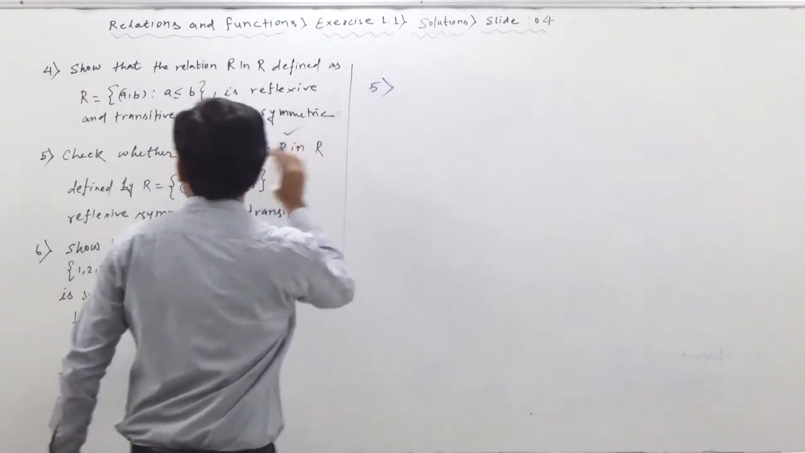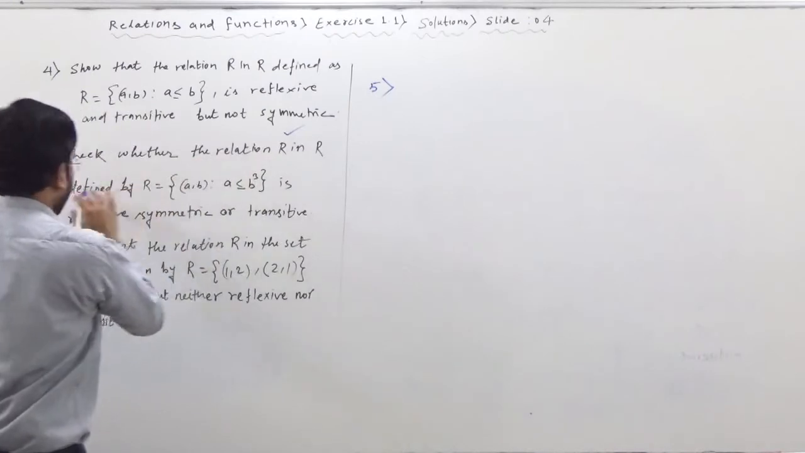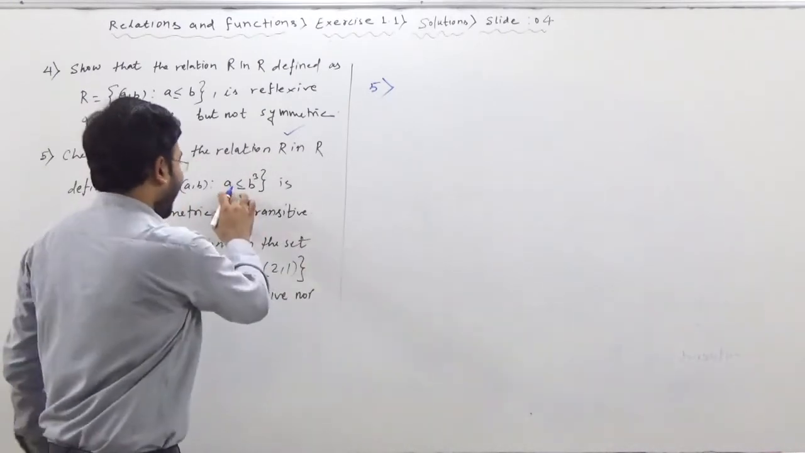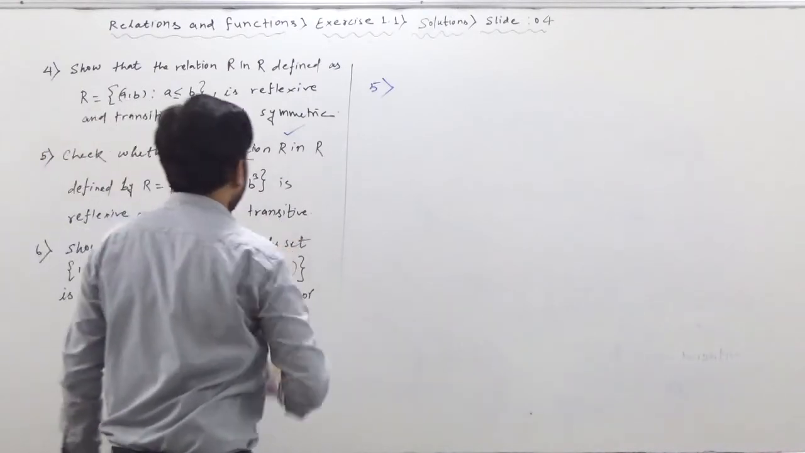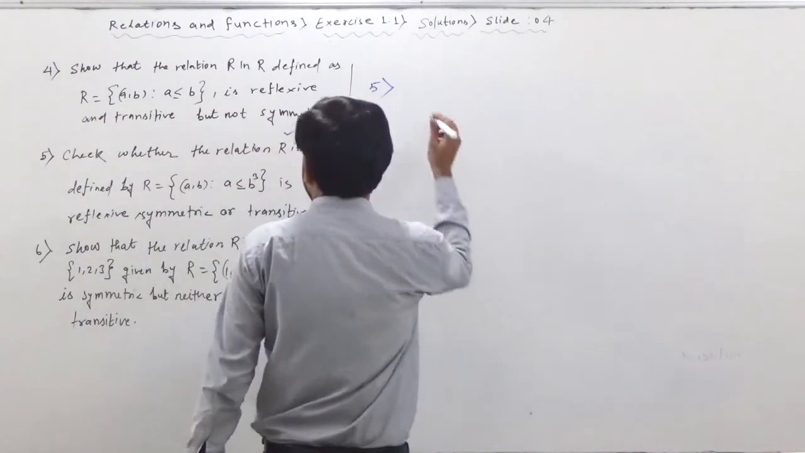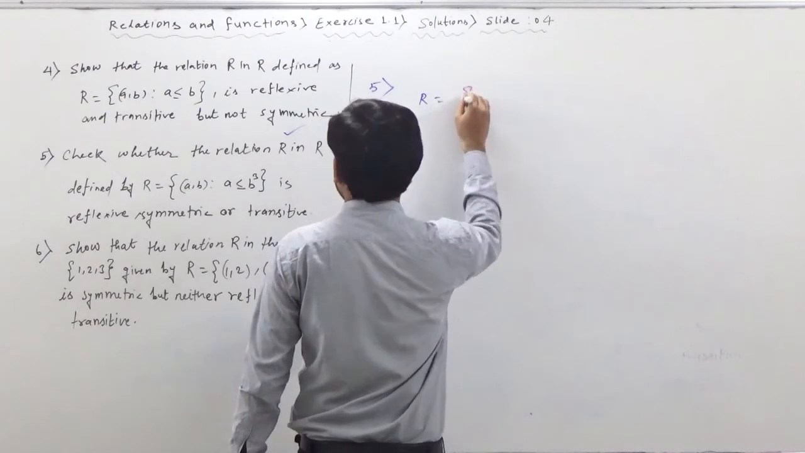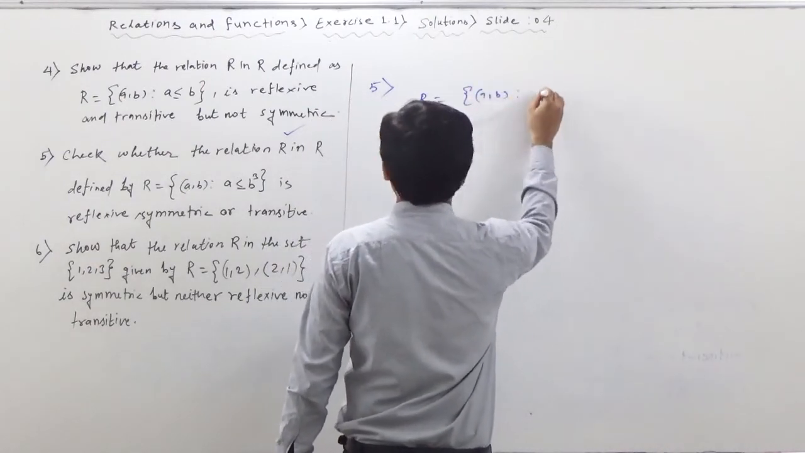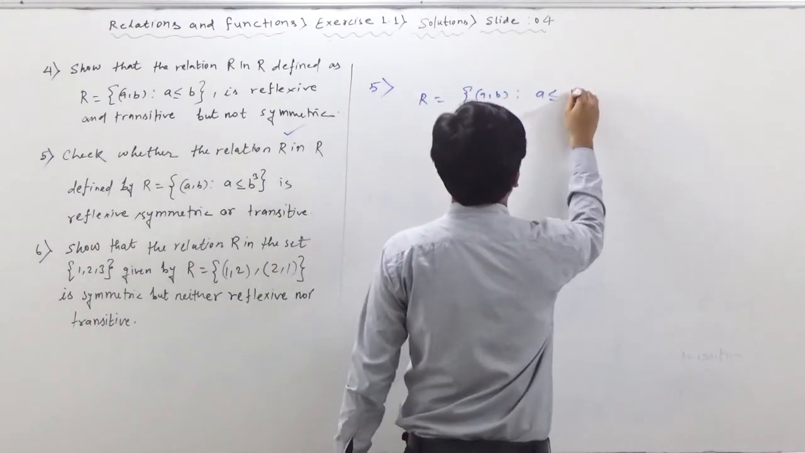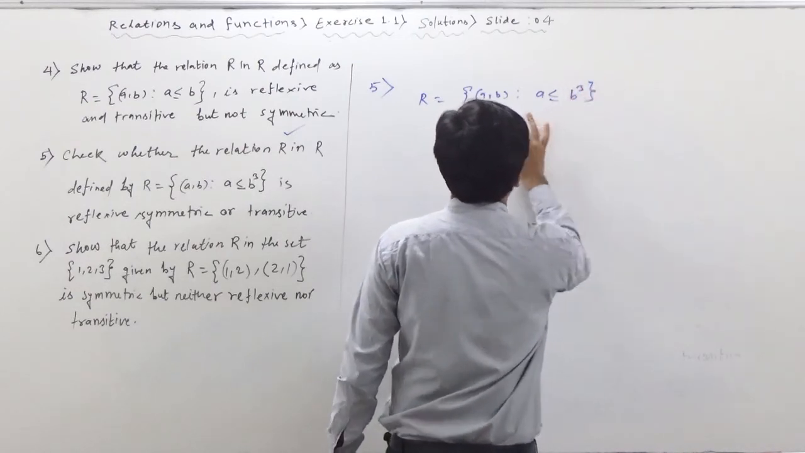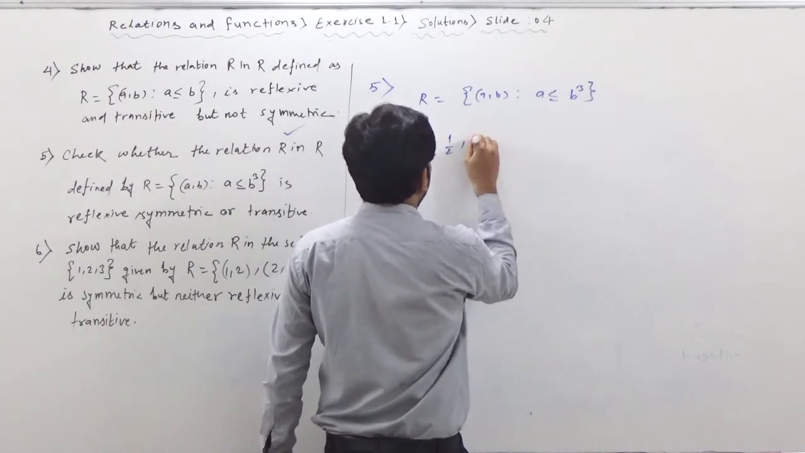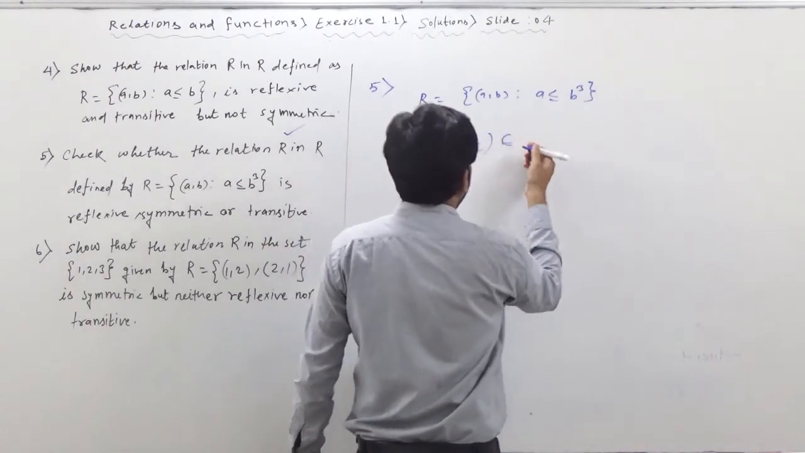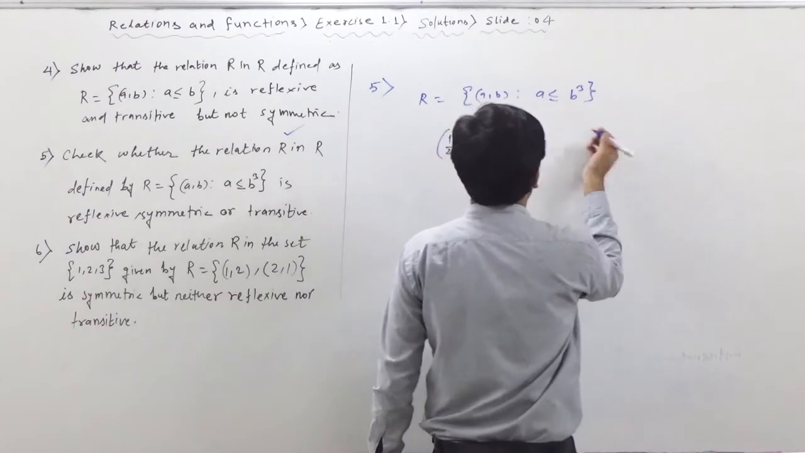Yes. Check whether the relation R in R defined by R equal to {(a, b): a is less than or equal to b cube} is reflexive, symmetric or transitive. We have to check. So here we will write this R as (a, b) such that a is always less than or equal to b cube. Alright. So whenever we will write a and we will see the criteria. So when we are writing (1, 2), is it going to belong to R or not? So let's have a check.